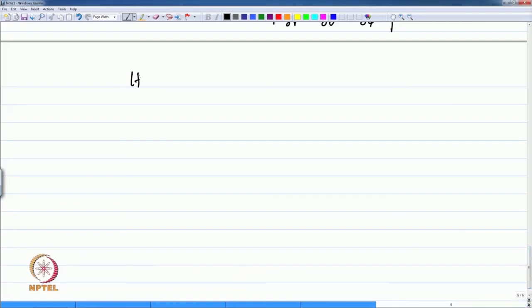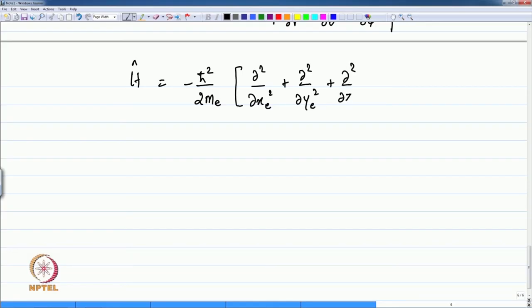Keep this in mind. Therefore, now we have this Hamiltonian expressed in terms of minus h bar square by 2 m e, dou square by dou x square plus dou square by dou y square plus dou square by dou z square, minus Z e square by 4 pi epsilon naught r. This needs to be changed to spherical polar coordinates.